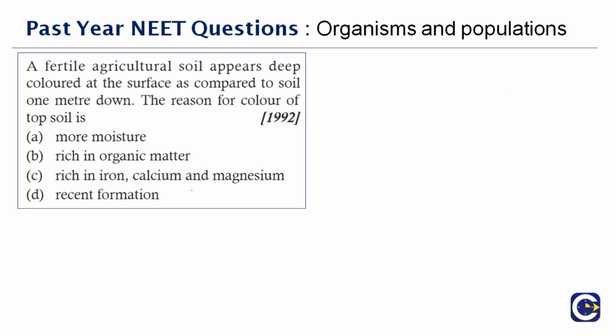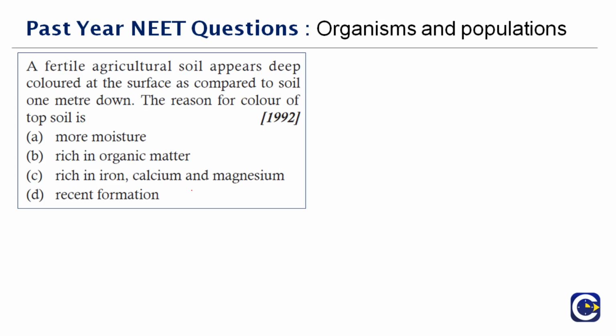Next question here. A fertile agricultural soil appears deep colored at the surface as compared to the soil 1 meter down. The reason for the color of the topsoil is because of dash. It's not because of the moisture. So the answer is rich in organic matter. High organic matter darkens the color of the soil.